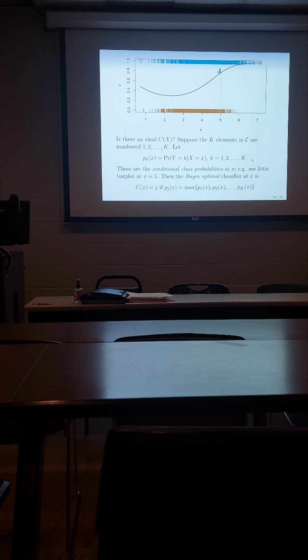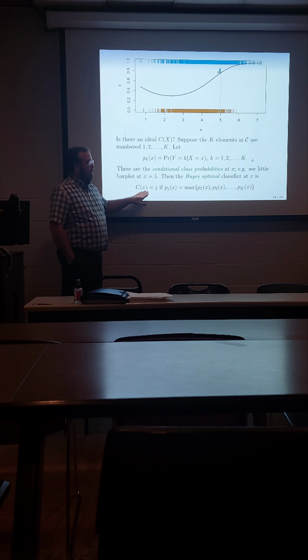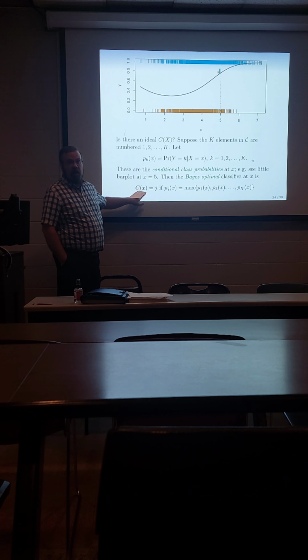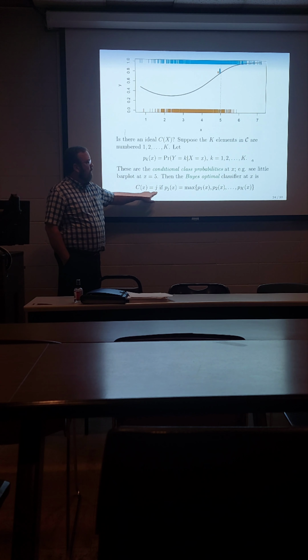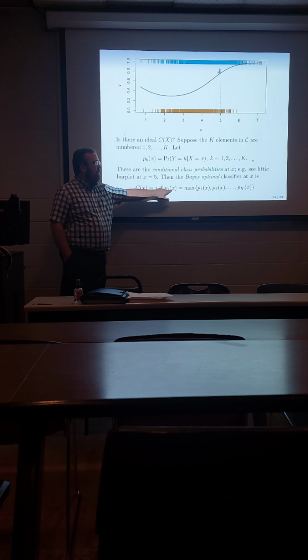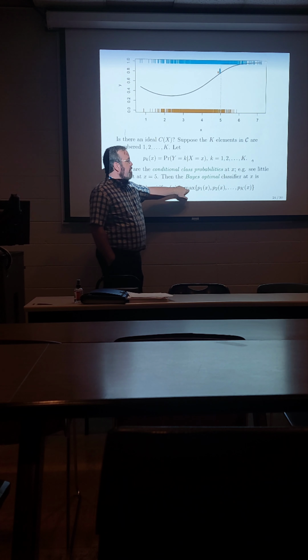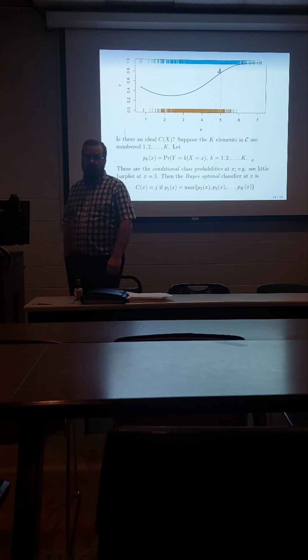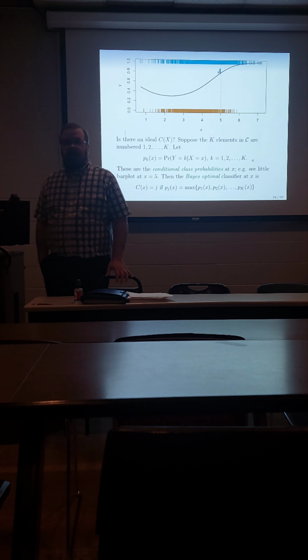We say that the conditional probabilities are related to a Bayesian optimal classifier that is given by the equation listed below. C of X, an assignment of a specific class to be assigned to a value X, is equal to the jth element if the probability of the jth element given X is in fact the max for all probabilities for all kth elements of C. Confusing?